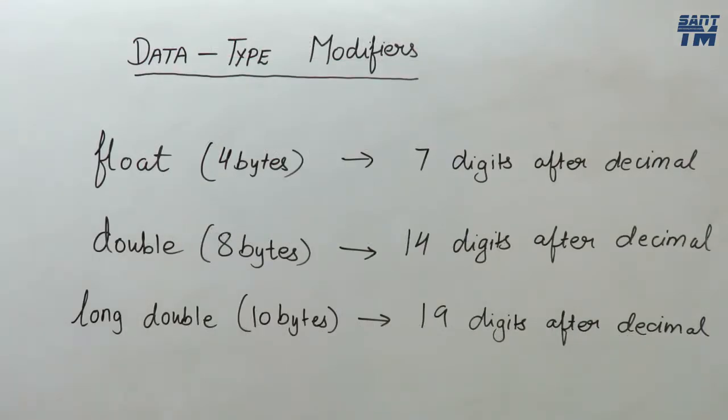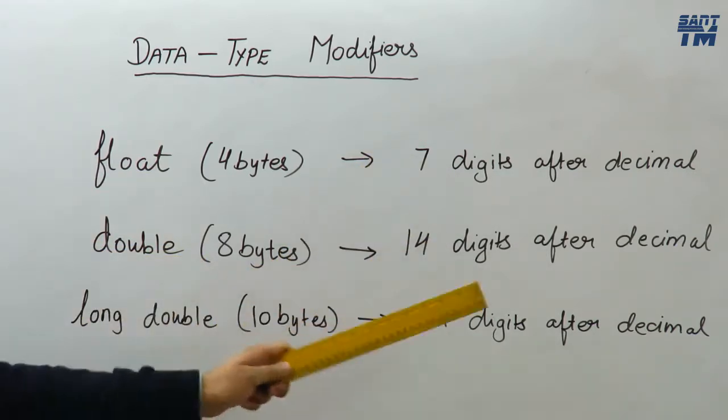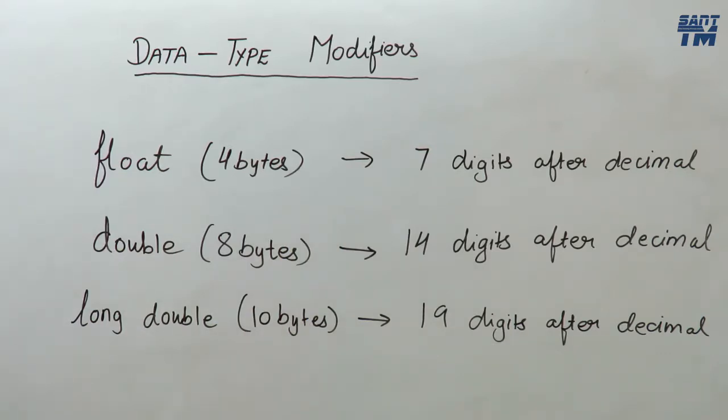Now to accommodate decimal numbers, we already have two fundamental data types, float and double. Float occupies 4 bytes of memory, double takes 8 bytes of memory. Float has 7 digits after the decimal and double has 14 digits after the decimal. By applying the data type modifier, we can increase the range of double by writing long double. Long is a data type modifier. Long double has a size of 10 bytes and we can accommodate 19 digits after the decimal. So this is how larger decimal numbers can be stored in a given variable in C++.